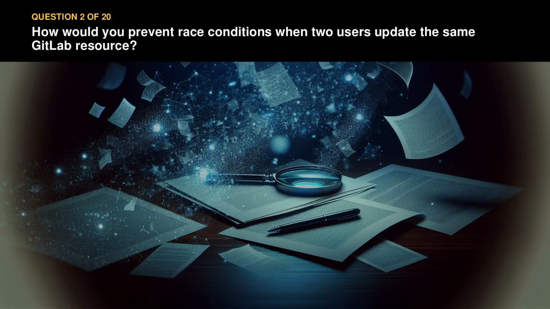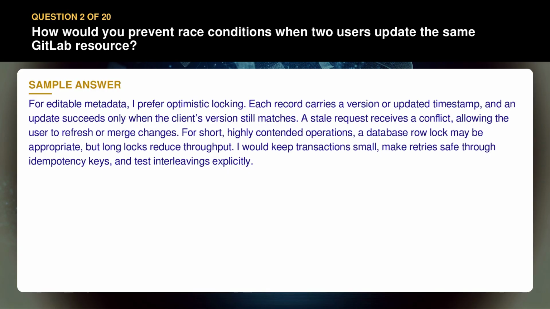Question 2. How would you prevent race conditions when two users update the same GitLab resource? For editable metadata, I prefer optimistic locking. Each record carries a version or updated timestamp, and an update succeeds only when the client's version still matches. A stale request receives a conflict, allowing the user to refresh or merge changes.